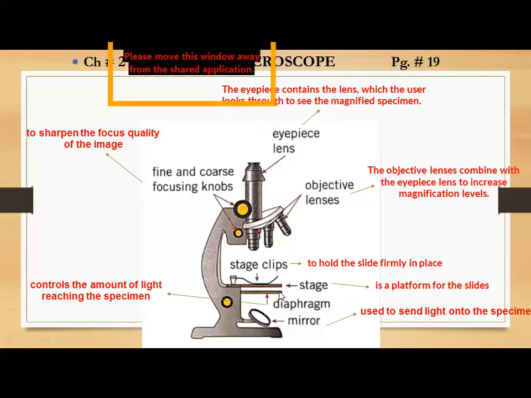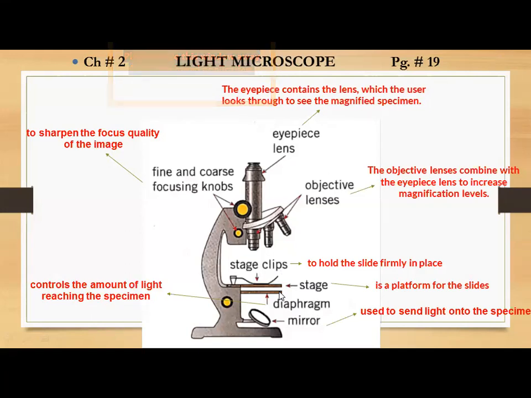Below this is the diaphragm. Remember one thing, that the diaphragm is an opening through which light can pass. The function of the diaphragm is to control the amount of light reaching the specimen. It controls the amount of light that can reach the specimen. So that is the diaphragm.